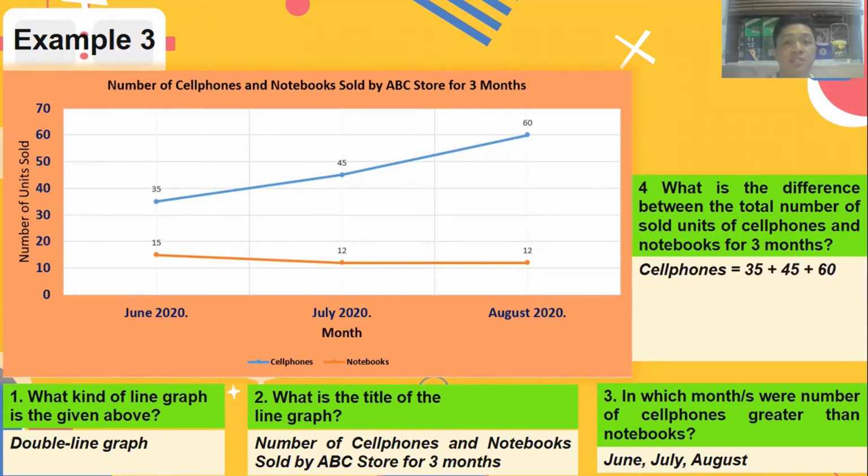So first thing to do is to add the number of cell phones that were sold. So we have 35 plus 45 plus 60. So that is equal to 140. And then for the notebooks, we have 15 plus 12 plus 12, which is equal to 39. Since we are looking for the difference between the two products, the cell phones and the notebooks, so we have 140 minus 39, which is equal to 101. So 101 is called the difference.